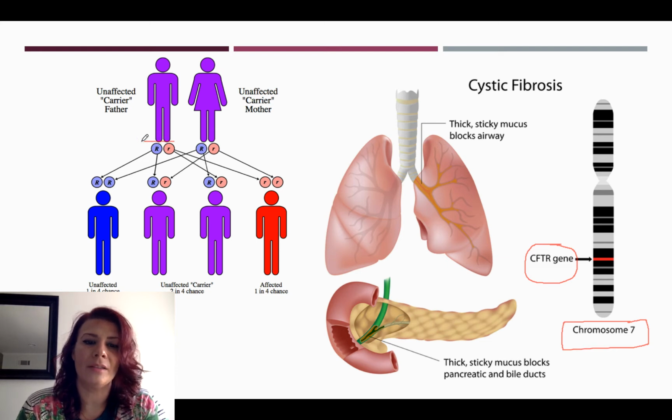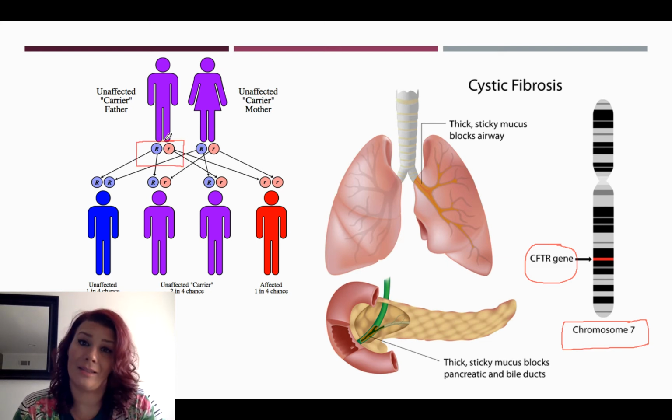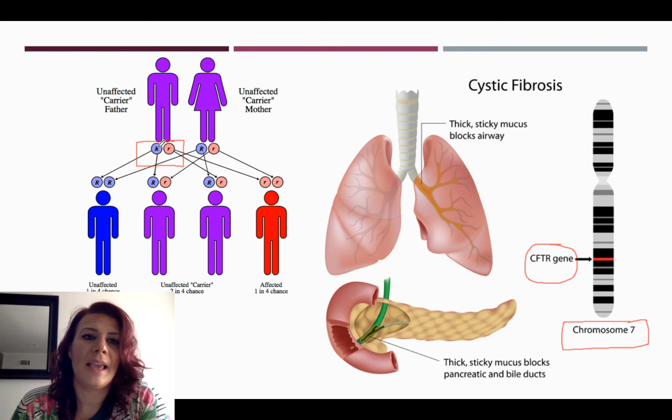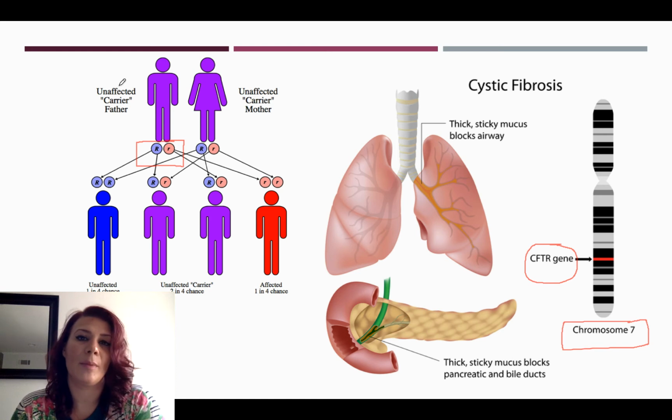Remember, these are little alleles. These are representing the gametes, remember? So if we're looking at dad, he has 2 alleles that make a trait. In this case, we're saying big R, little r, okay? So he's not affected. He doesn't have cystic fibrosis, but he's a carrier. Mom isn't affected as well, but she's also a carrier.